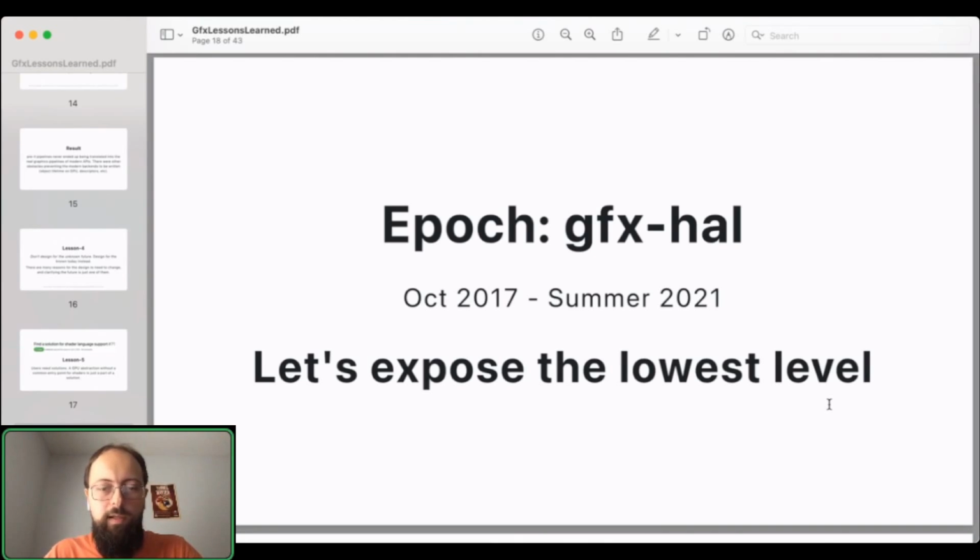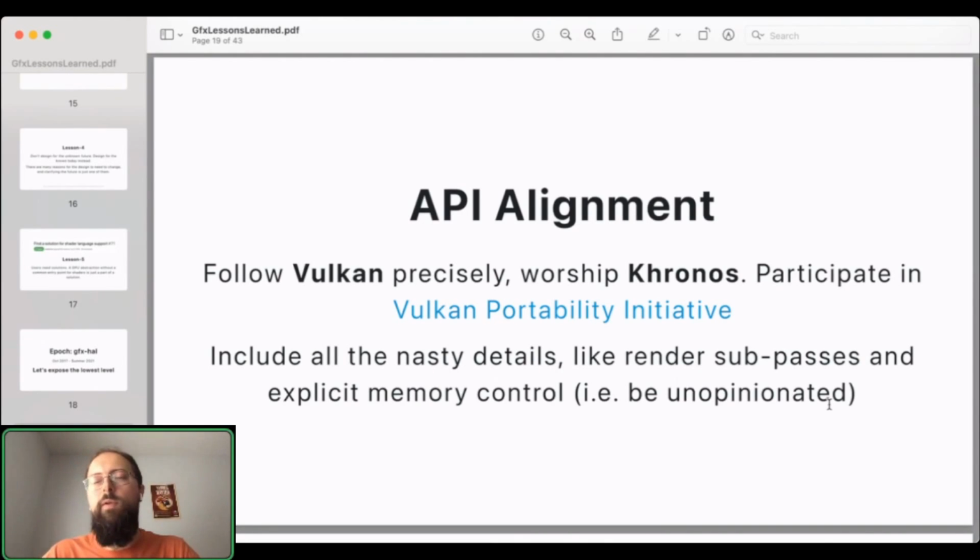And we love Vulkan, right? We appreciate everything that Khronos did, and we're going to enroll totally in Vulkan Portability. We were at the beginning of Vulkan Portability, and we were playing a major role in it. So we are going to expose everything that Vulkan exposes just because we didn't know better. We are still learning Vulkan, like a lot of the industry at that time. So we thought, it has subpasses, means that it makes sense. It has explicit memory control, means that it makes sense. And everything has to be unopinionated.